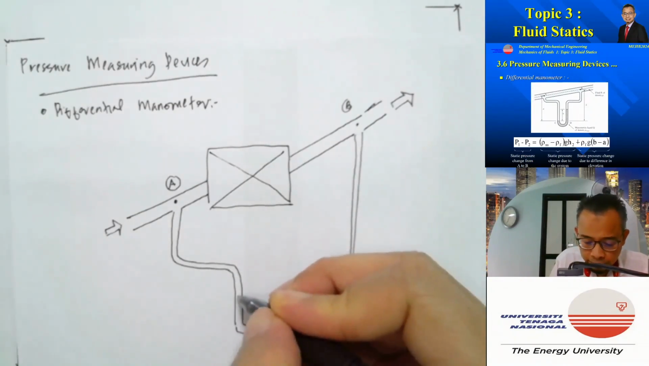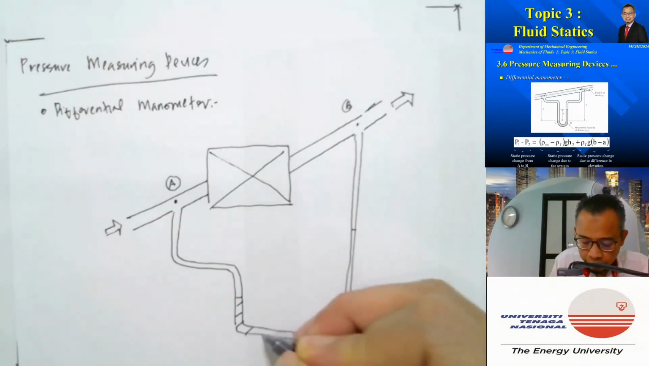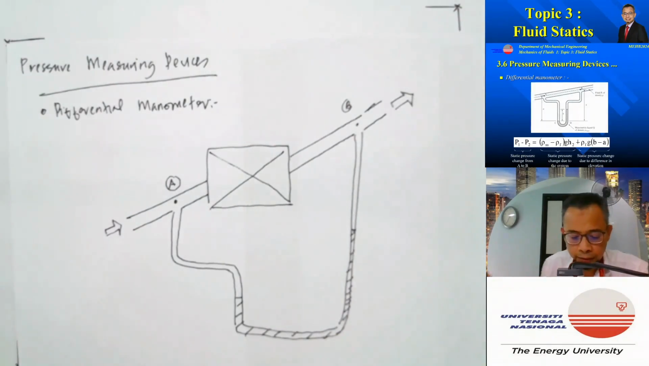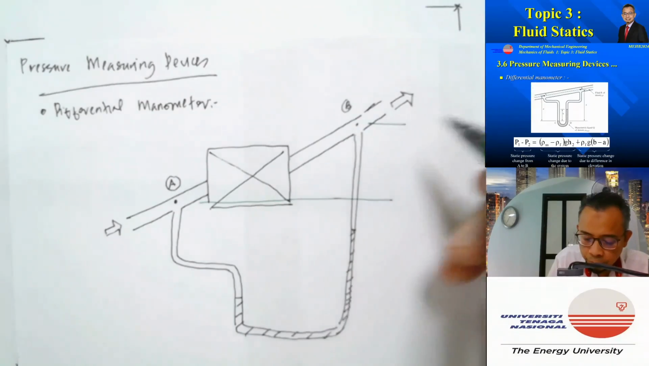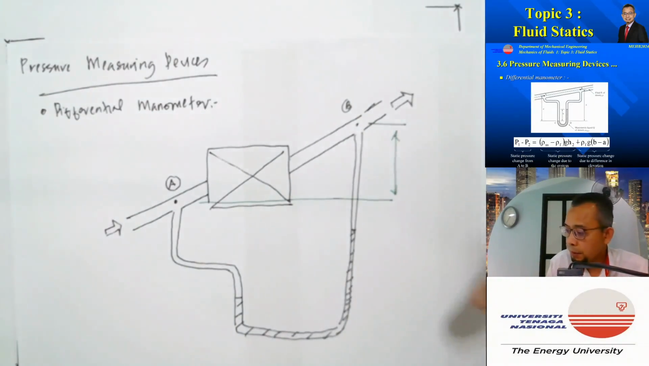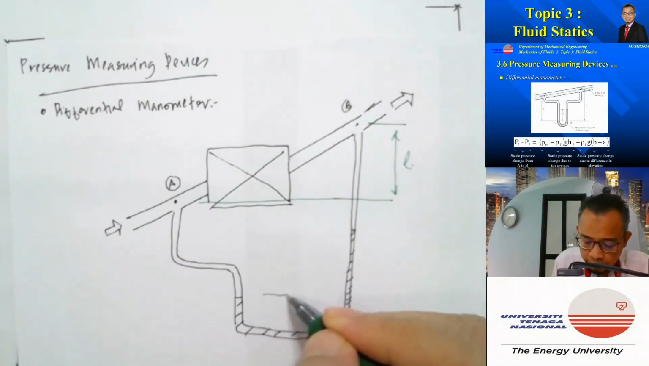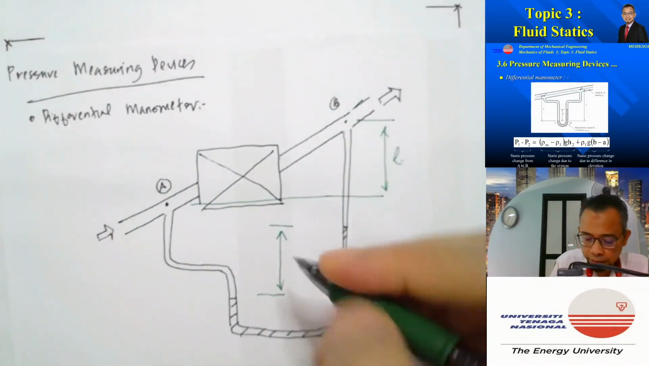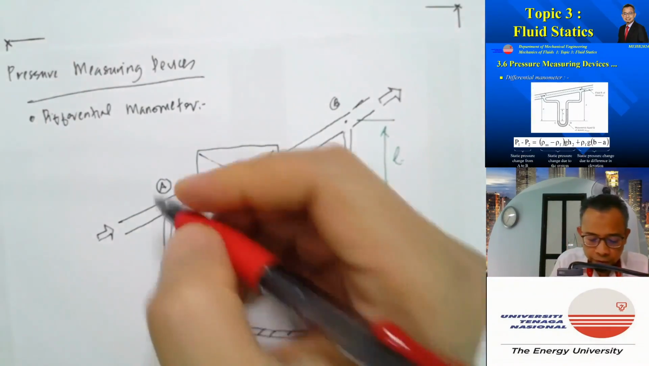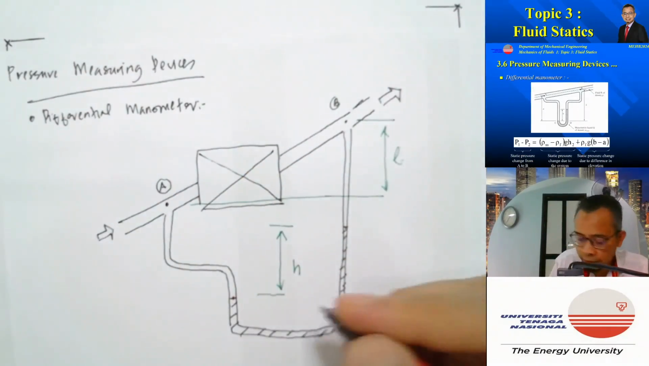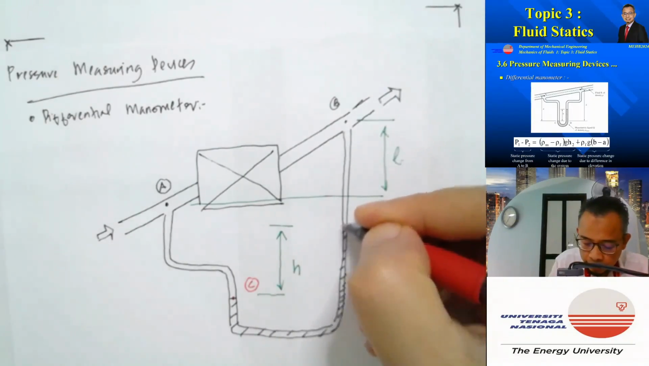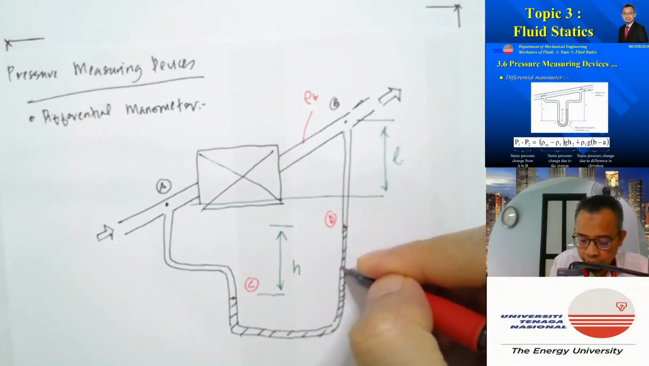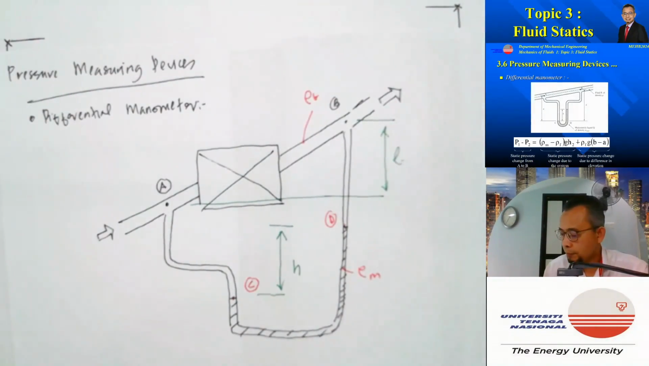And let's say the manometer fluid deflections is like this. And then let's say the height difference is these 2 points. So I call this one L. And then the height difference, the deflections of the manometer, I call that one H. So I call this one point A, this is point B, and this is point C, and this is point D. And let's say the fluid density is rho F, and the manometer density is rho M.